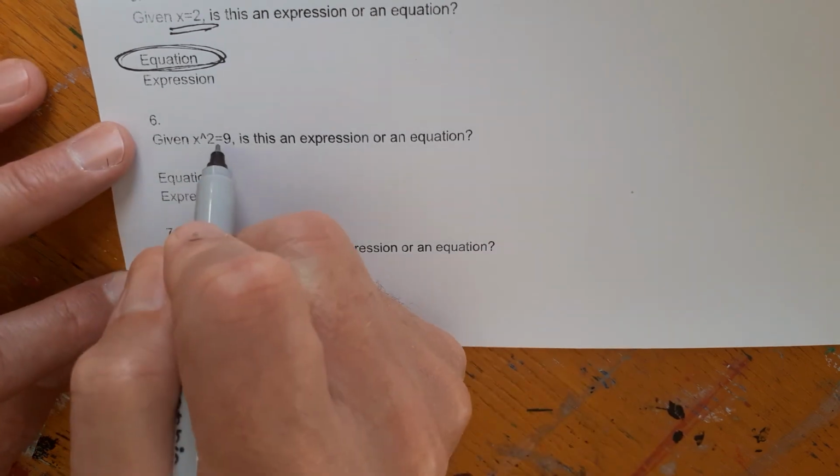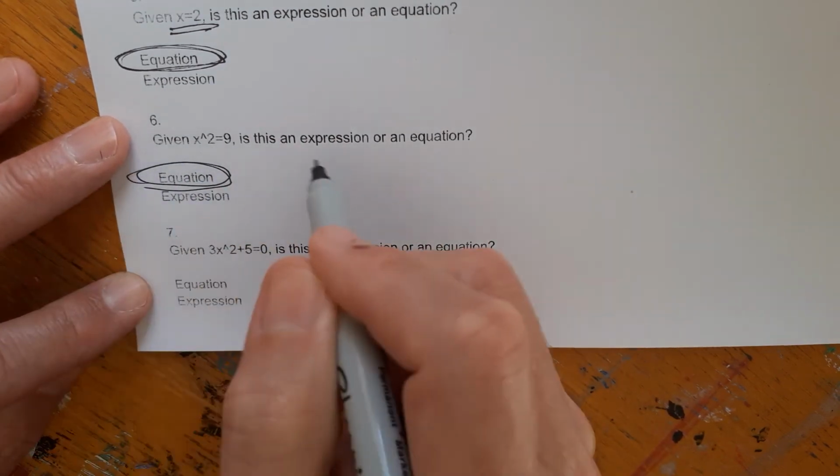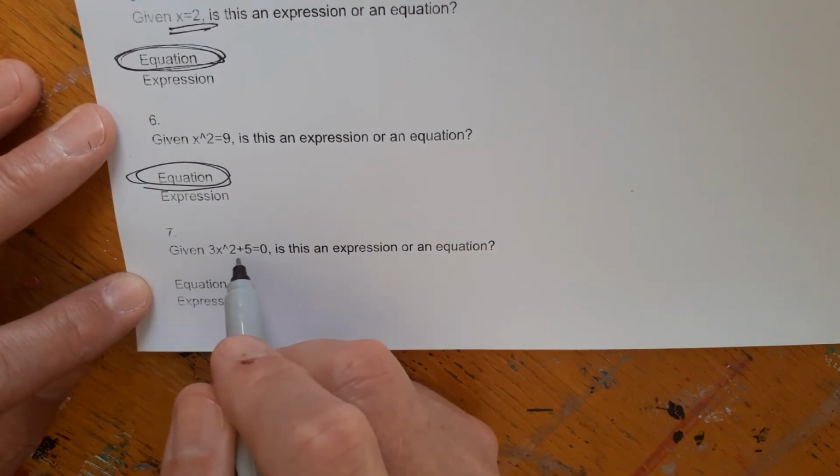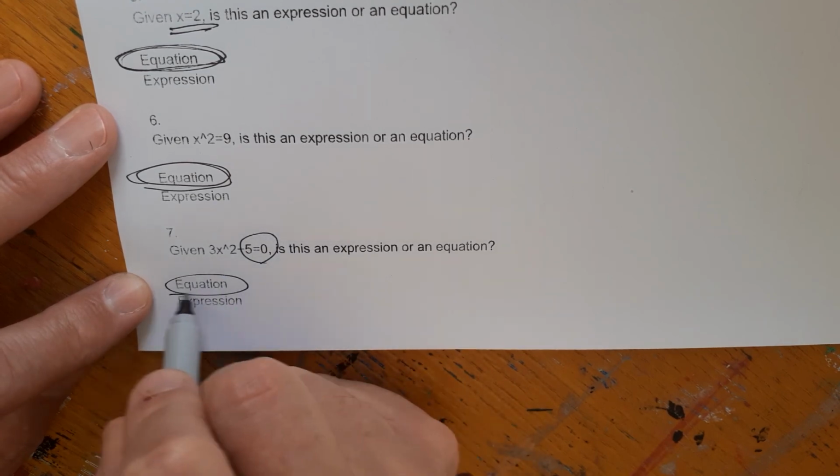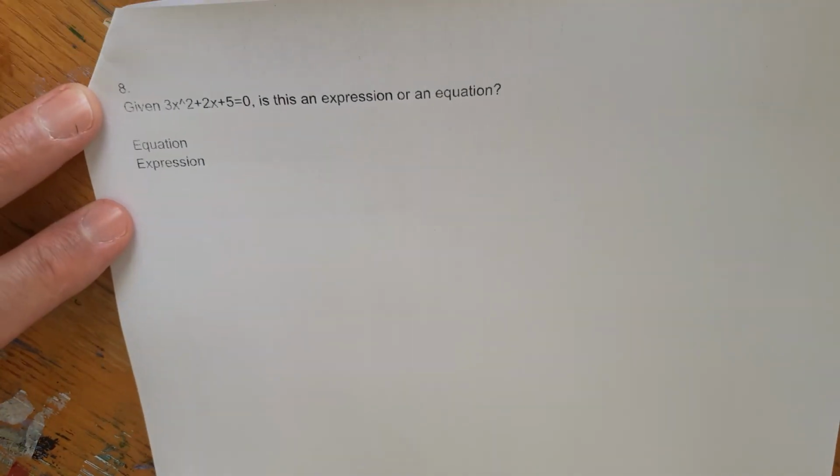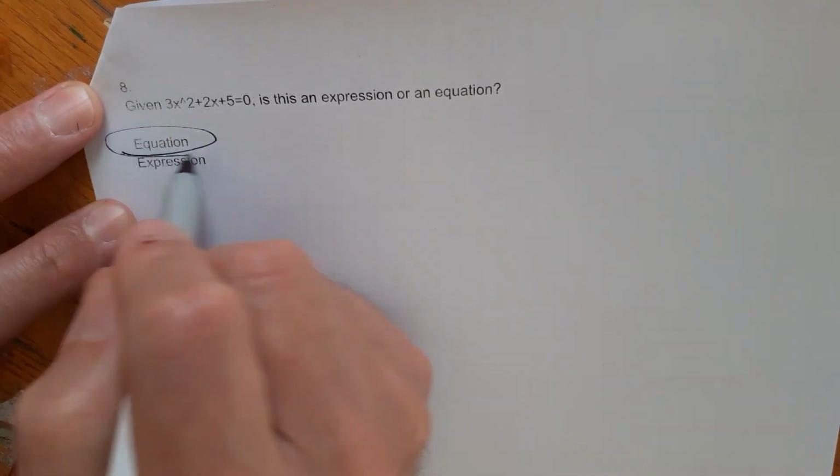So here we go. Is there an equal sign? Yes, it's an equation, you guys. x squared equals 9. Given this one, and now I see an equals 0, fine, that's an equation. All right, pretty easy so far. And we're on our last one, number 8. Expression or equation? Equation. All right, that was easy.